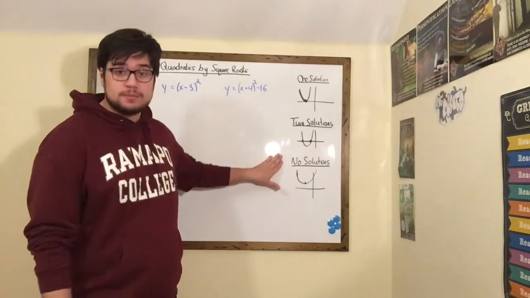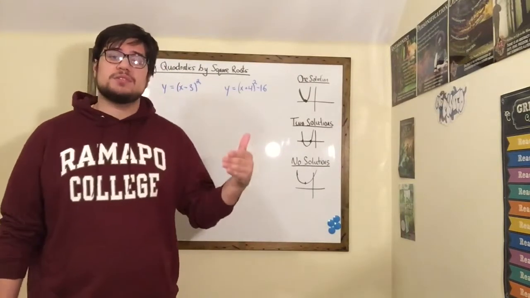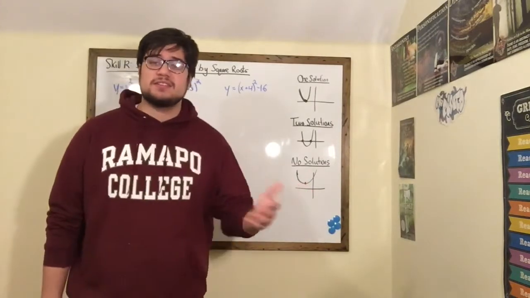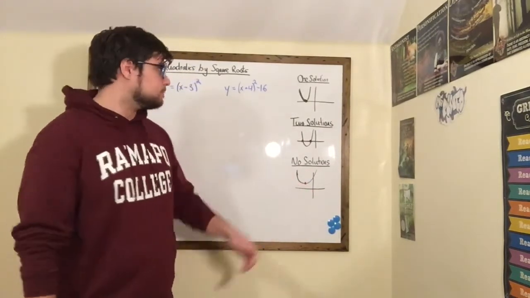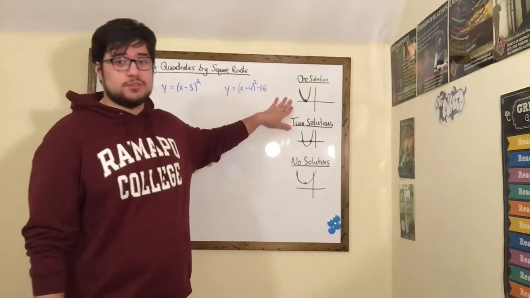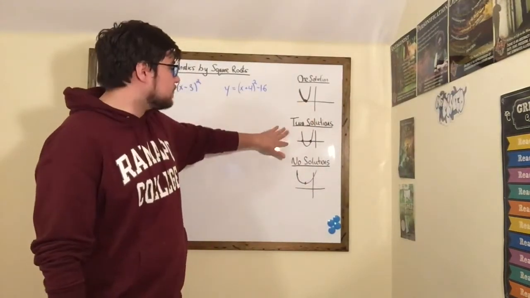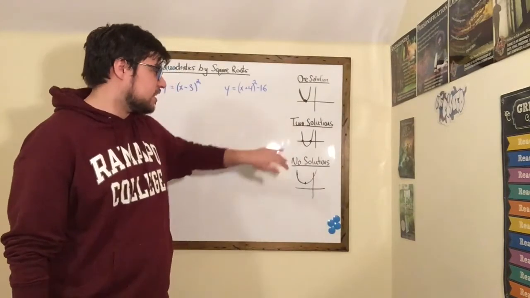Or how we did it before in our first skill is how many times does it actually cross the x-axis, right? Does it cross the x-axis? If it does, that gives us a solution. In this case, we said that we have one solution if it crosses the x-axis at one point, which would be right here. If it crosses the x-axis at 2 points, it has two solutions.